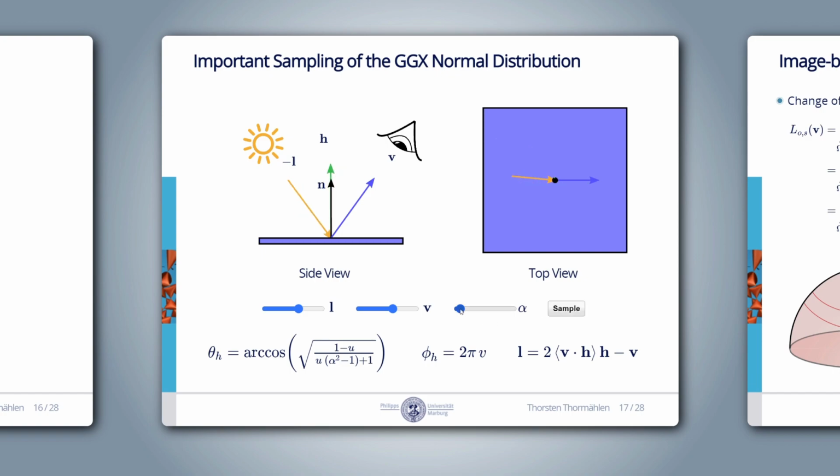If we increase the roughness, the orientations of the microfacets are more random, and the sampled half-wave vector deviates much more from the surface normal. Sometimes the computed light direction is even on the other side of the surface. Obviously, these light directions must not contribute to the irradiance.